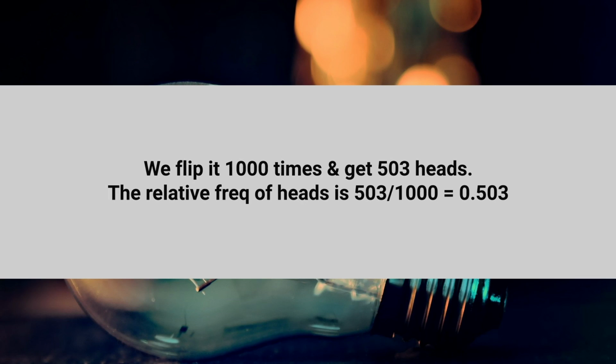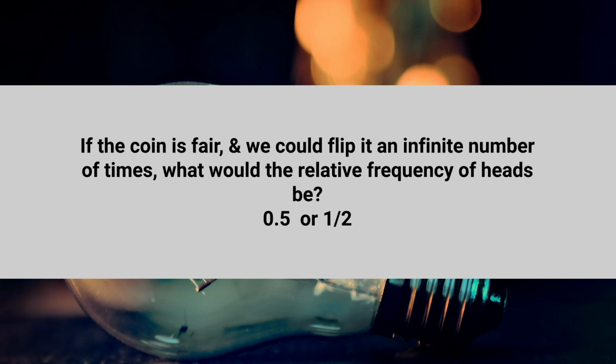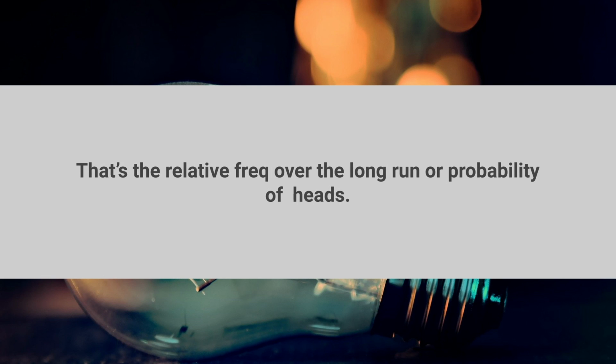And if we flip it 1000 times and get 503 heads, the relative frequency of head is 503 by 1000, which comes to 0.503. So if the coin is fair and we flip it an infinite number of times, what would the relative frequency of heads be? It would be 0.5 or 1 by 2. So that is the relative frequency over the long run, or the probability of heads.